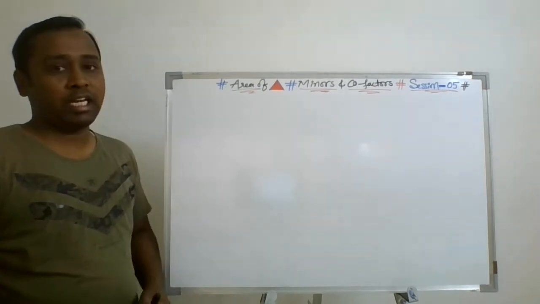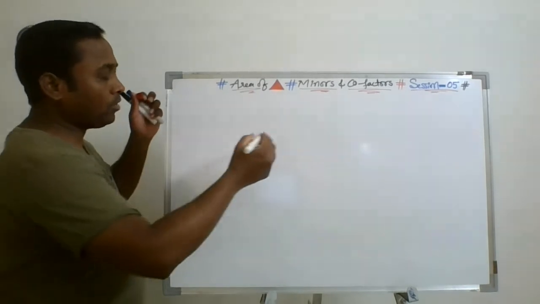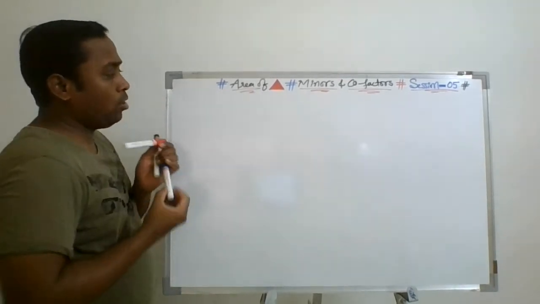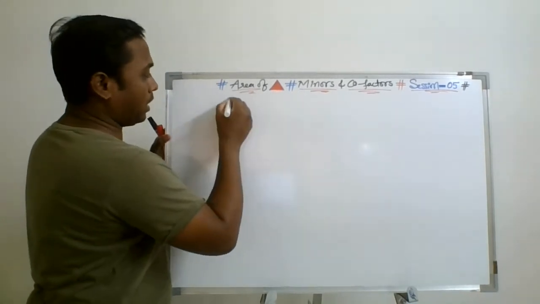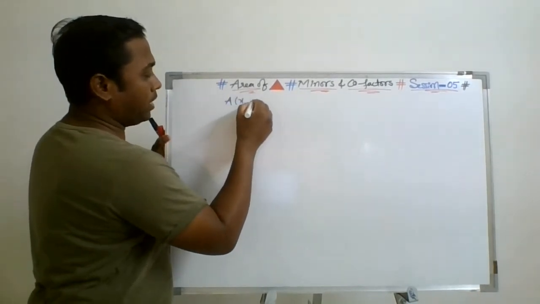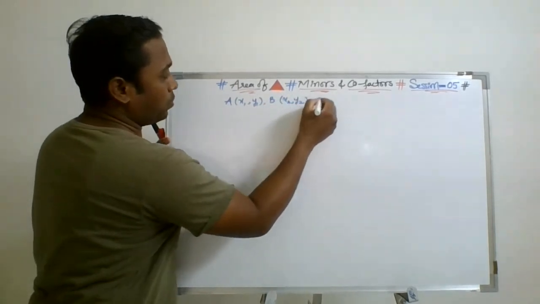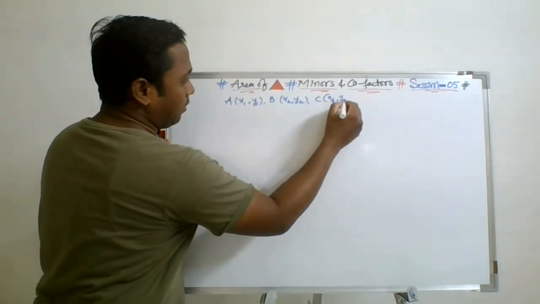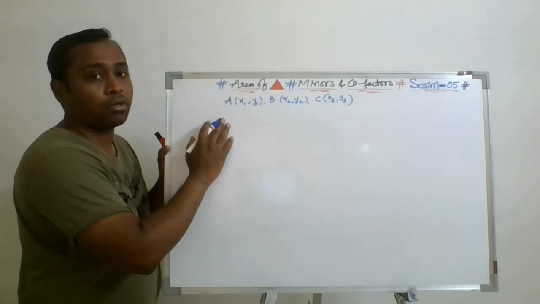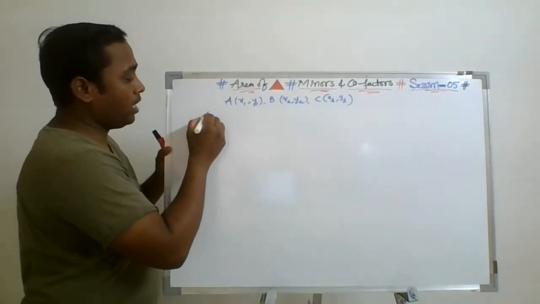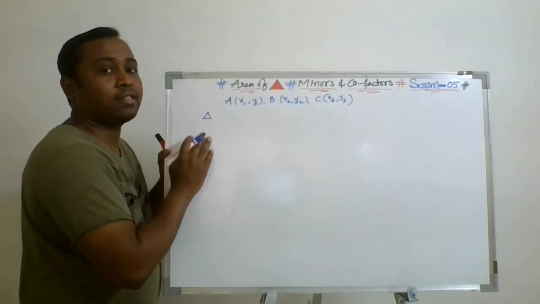Now, what is meant by area of triangle? When the three coordinates are given, like A: x1 comma y1, B: x2 comma y2, C: x3 comma y3, we need to find the area of the triangle. This was already discussed in 10th standard in the chapter coordinate geometry. The area of the triangle is denoted by the triangular symbol, known as delta.